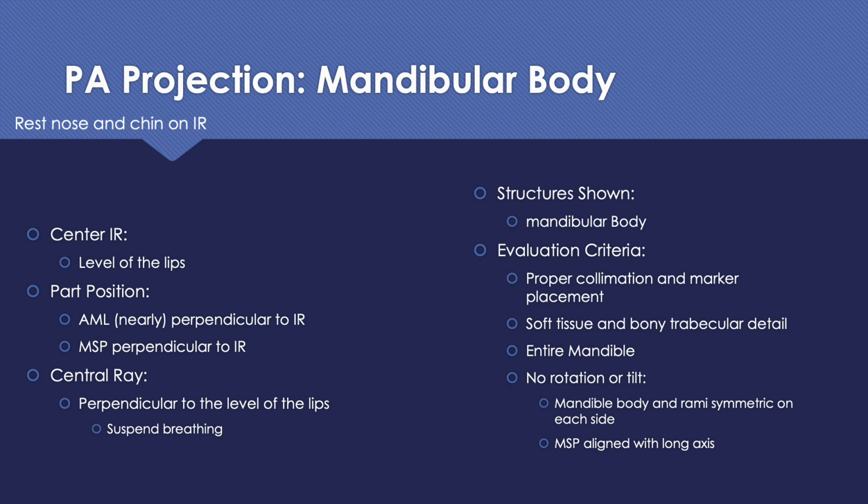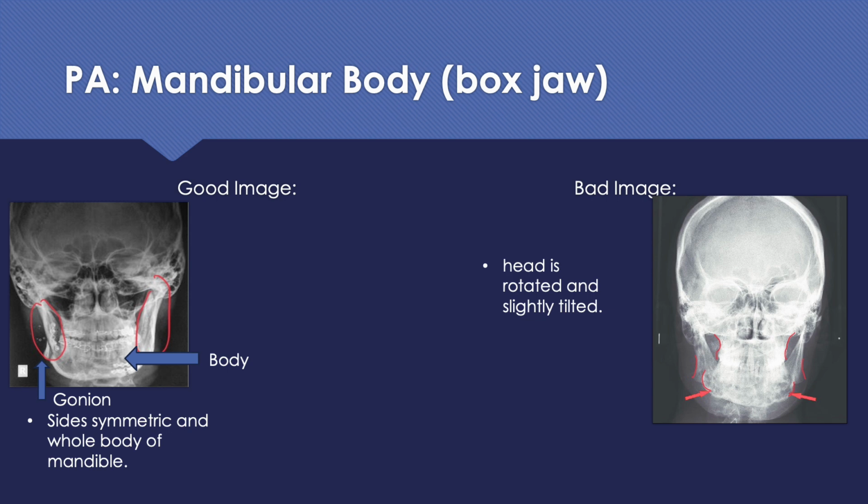The evaluation criteria will be proper collimation and marker placement, as well as soft tissue and bony trabecular detail well shown. We will have the entire mandible with no rotation or tip. Again, we will look at the body and the rami to make sure they are symmetric for no rotation or tilt, as well as the mid-sagittal plane aligned with the long axis. Here we have images to go along with our instructions of how to position the patients.